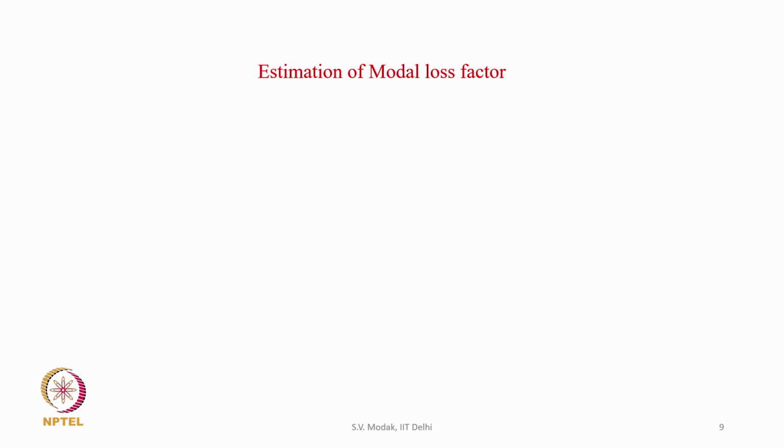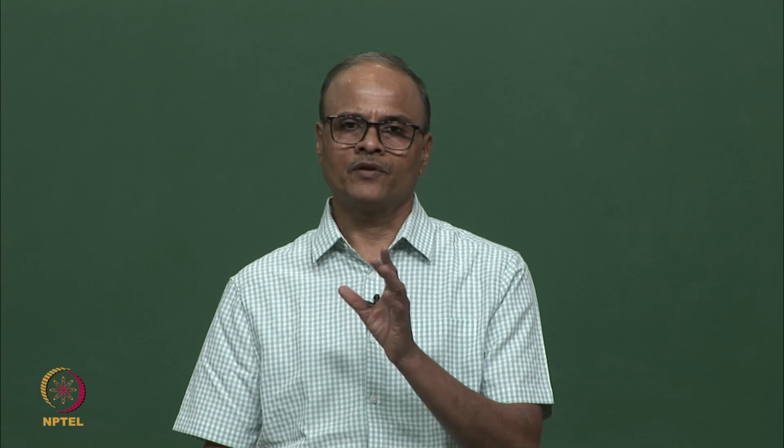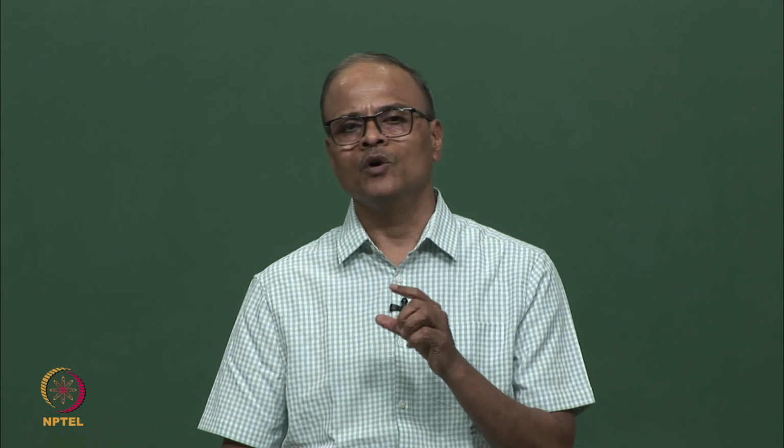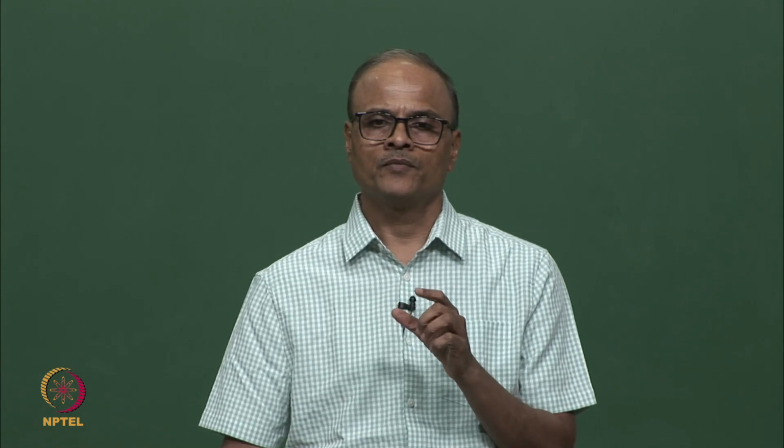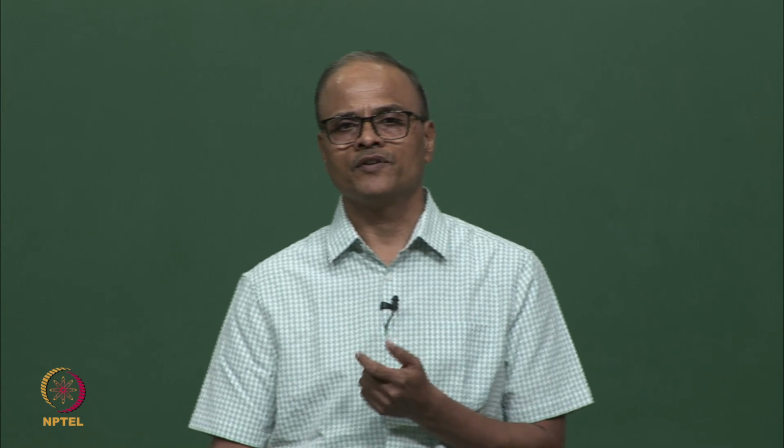Now, how is the modal loss factor estimated in this method? This is estimated using the concept of half power bandwidth. What is half power bandwidth? Half power bandwidth is the width of the frequency band where the FRF magnitude drops by a factor of 1 by root 2. So, we should look at the maximum FRF magnitude and we should find the frequencies where the magnitude of the FRF drops by a factor of 1 by root 2 with respect to the maximum magnitude, and those frequency points are referred to as half power points.